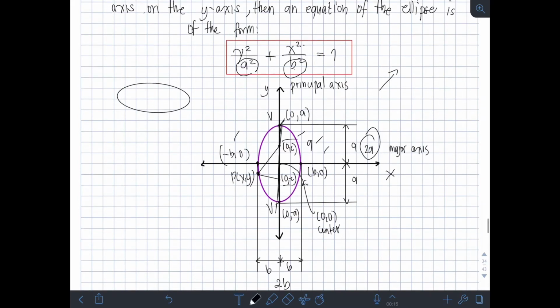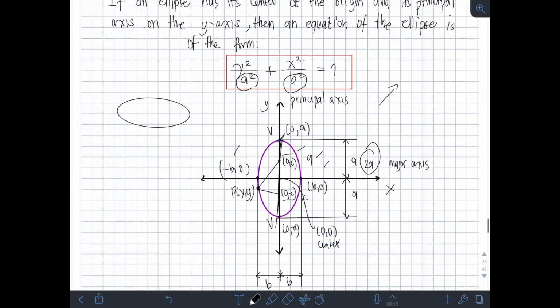Okay? So, a hint from me is this: if in your equation, let's say, x squared plus y squared equals 1, so, over 4 over 25.